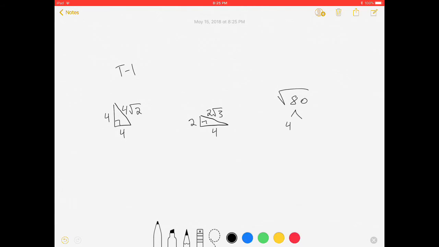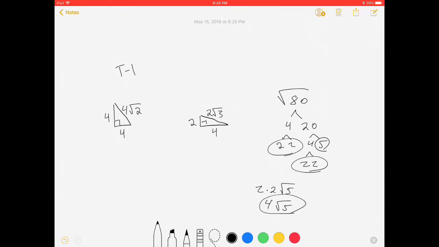Next we have to simplify a radical, 4 root 80. We simplify it down to 4 root 20. Then we simplify 2, 2, 4, 5. So now we circle out those 2s, and then we do 2 times 2 equals 4, and the square root of 5 stays, so 4 times square root of 5. So that is the end of target 1.